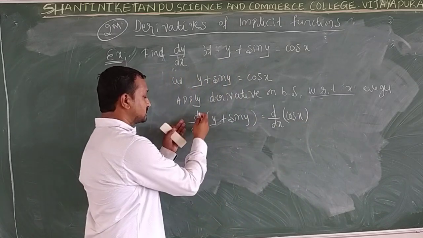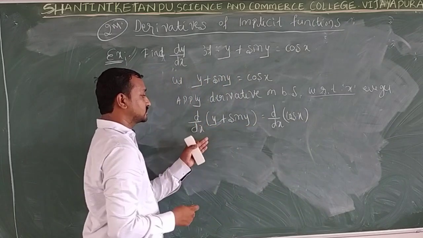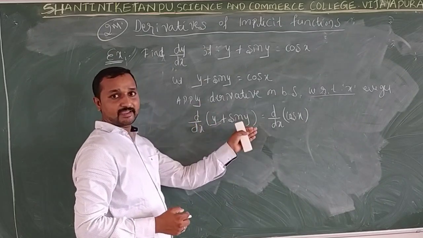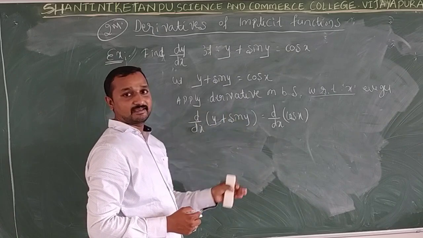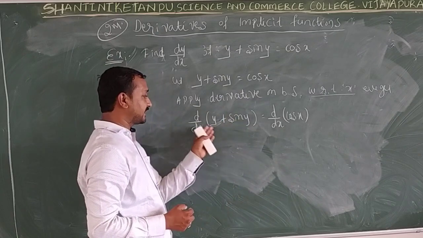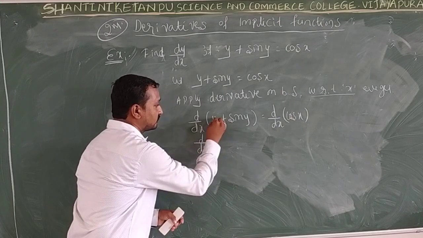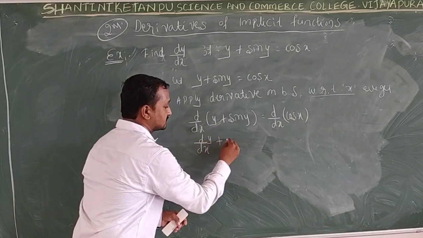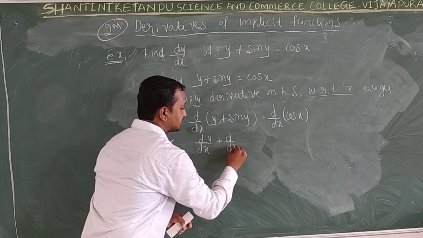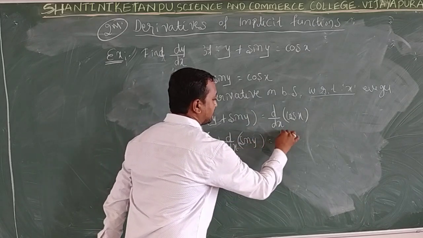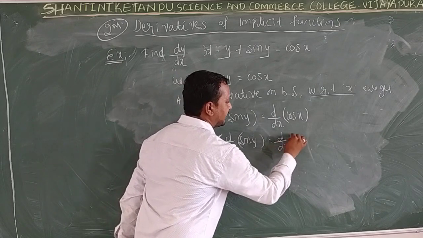So this is d by dx of (y plus sin y). I can solve step by step in this example, or else we can directly differentiate in the next example. So here, d by dx of y plus d by dx of sin y, and again d by dx of cos x.